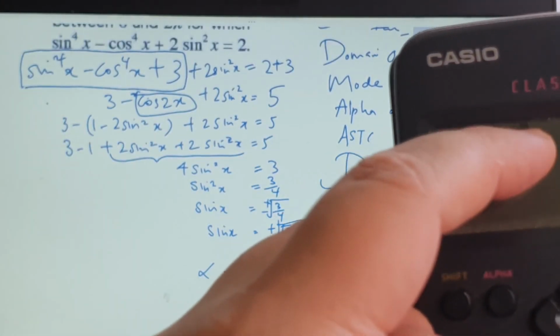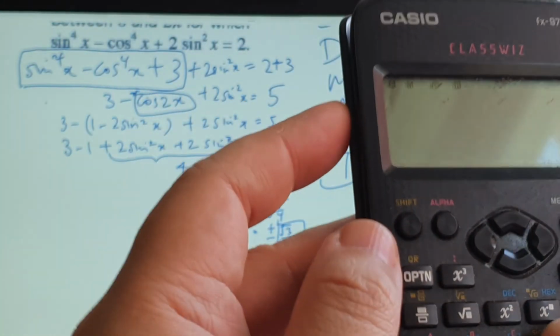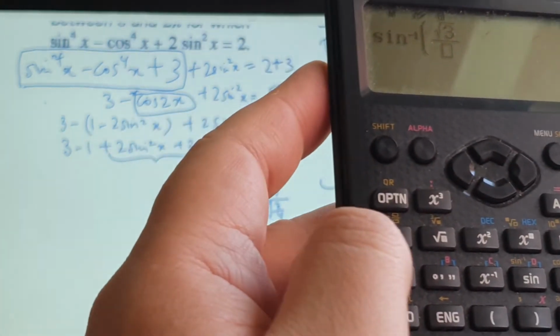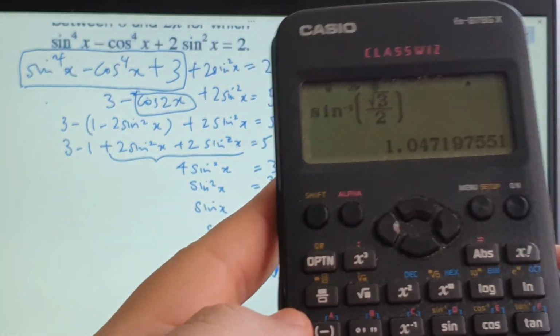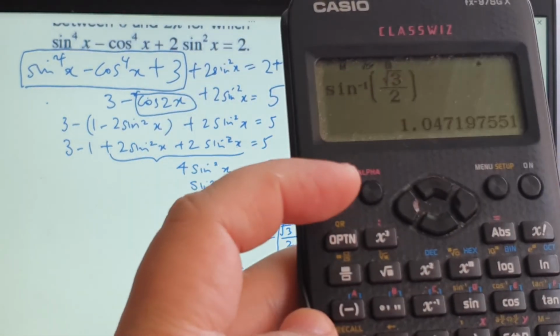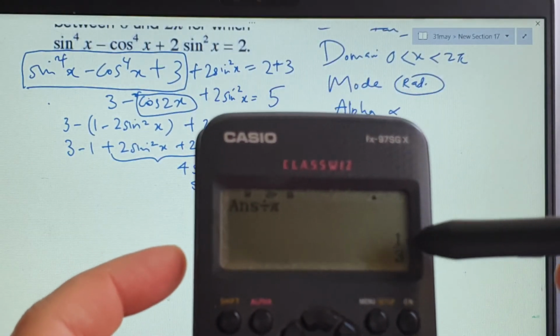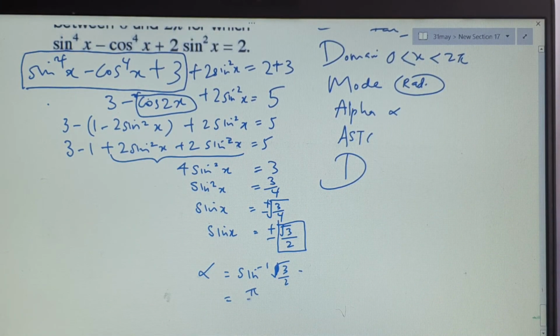You change to radian mode. Can you see the radian mode? Then you inverse sine square root 3 over 2. Then you get this. Then what is this? You know that actually this is a special angle. So you divide by pi to see exactly how many pi's that number was made up of. Oh, so it's 1/3 pi. That means it's pi over 3. So your alpha is pi over 3. Okay, we're done.